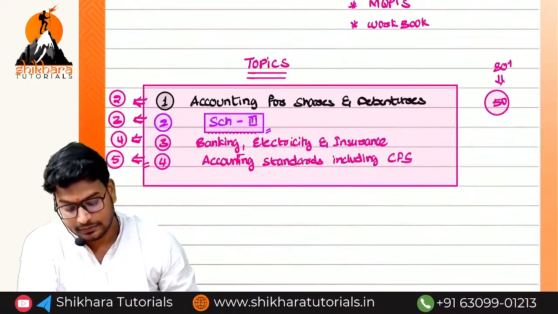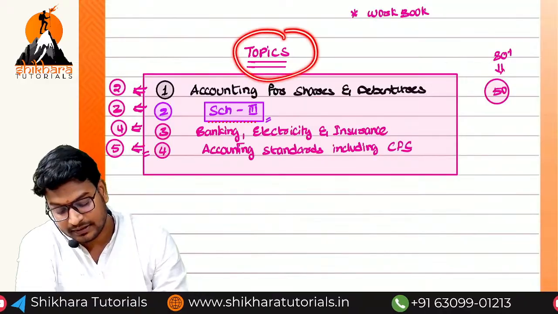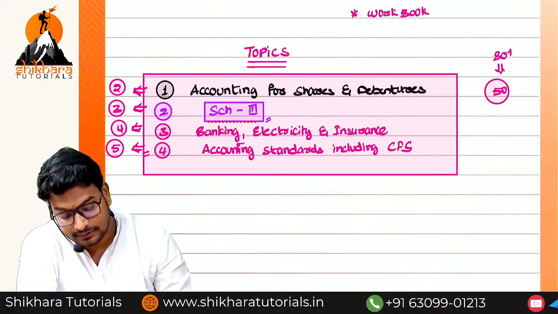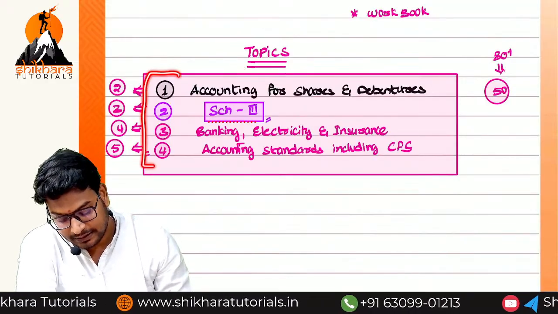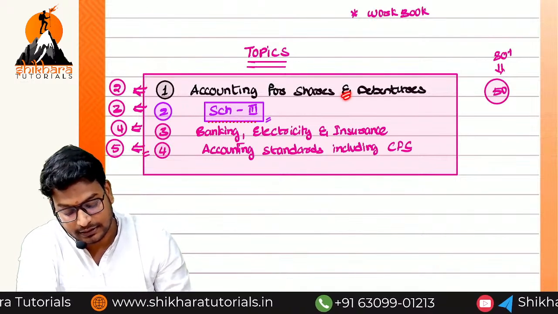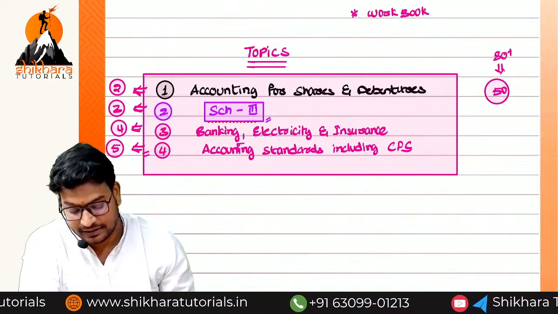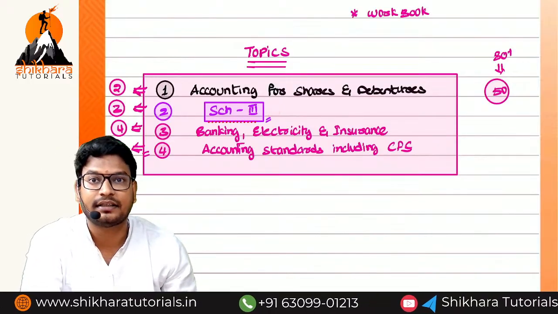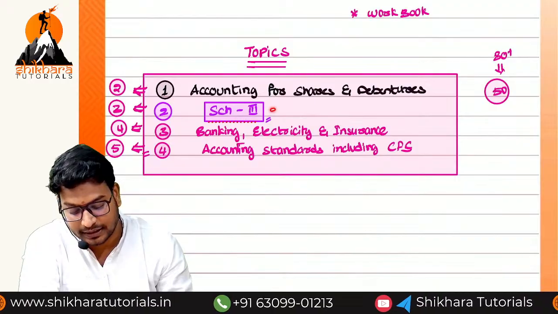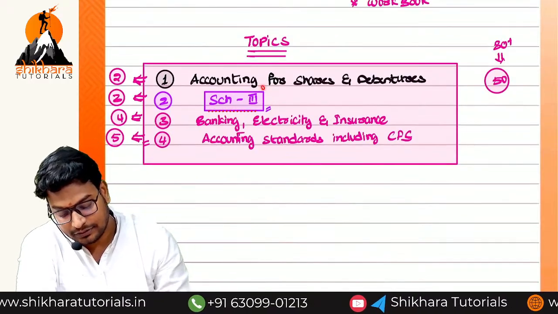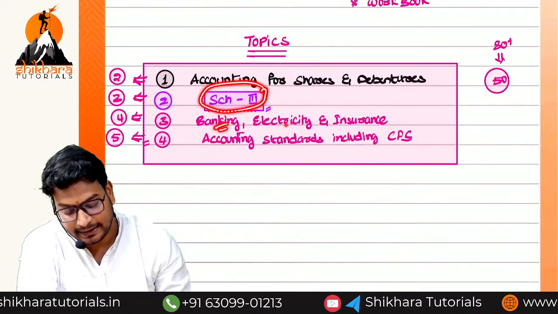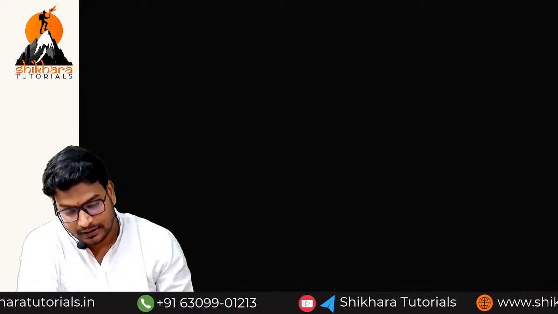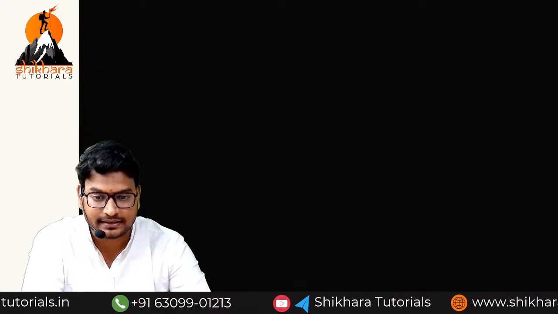Okay guys, so we have the following topics. Already I discussed them in yesterday's class. Only 4 chapters will be there: accounting for issue of shares and debentures and redemption of debentures. There is Schedule 3, which is nothing but financial statements of companies. This Schedule 3 will not be followed by banking, electricity and insurance. And there is a concept called accounting standards.